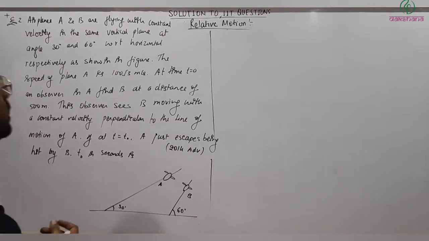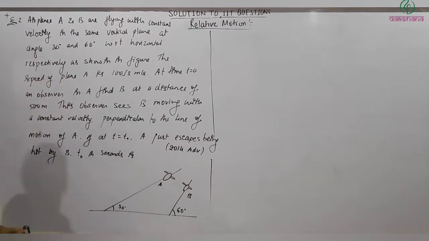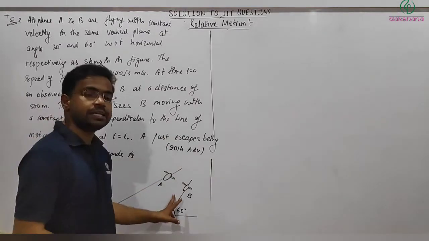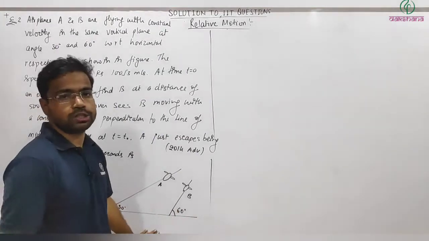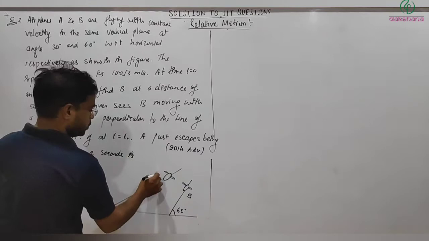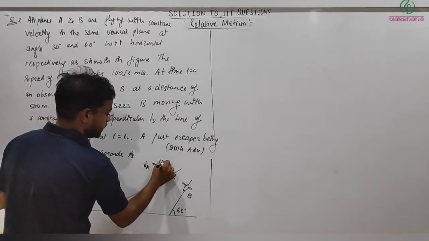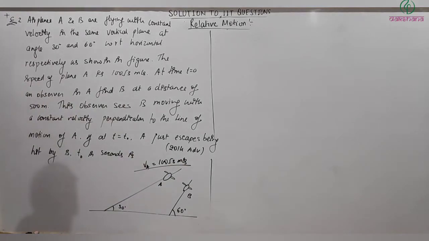Okay, see the next problem, question number 2. Airplanes A and B are flying with constant velocity in the same vertical plane at angles of 30 degree and 60 degree with respect to horizontal respectively, as shown in the figure. The speed of plane A is given: VA is 100 root 3 meter per second.